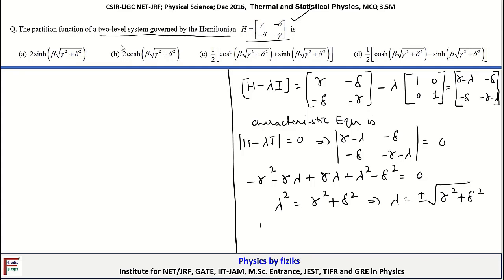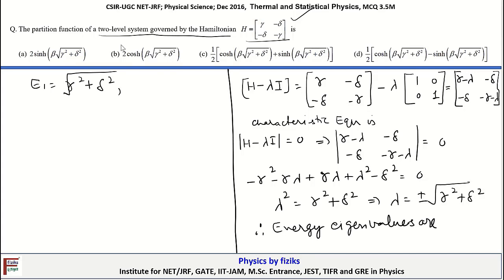So therefore the energy eigenvalues are E1 is equal to the square root of gamma square plus delta square, and E2 is equal to minus the square root of gamma square plus delta square. Okay, so by knowing these two energy eigenvalues we can immediately determine the partition function. So you can call this as E2 and E1.